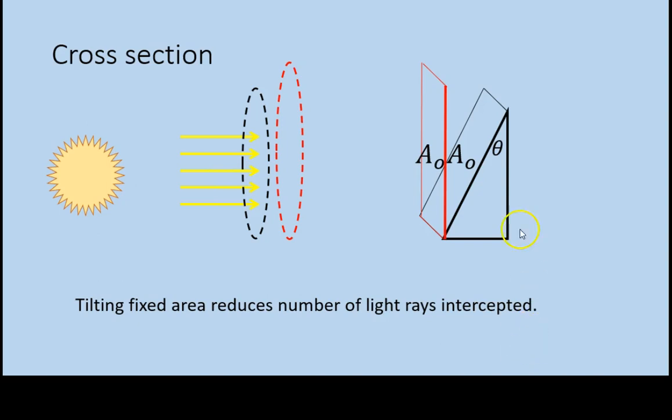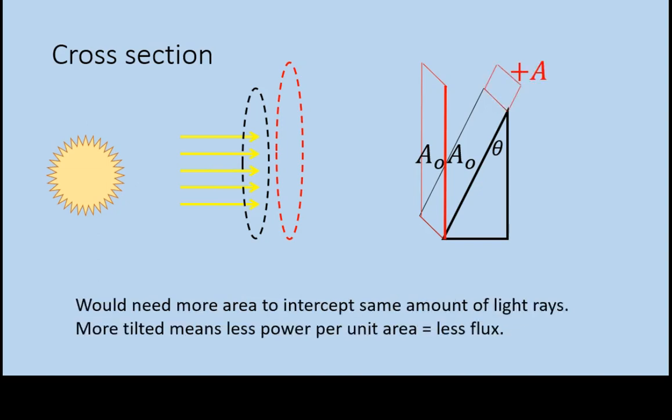In this diagram, you will see the original area A naught and its tilted version. However, notice that the effective area of light collection has been reduced due to the tilting. To compensate for power collected, one would need to extend the collection area. Greater area for the same power means lower flux.